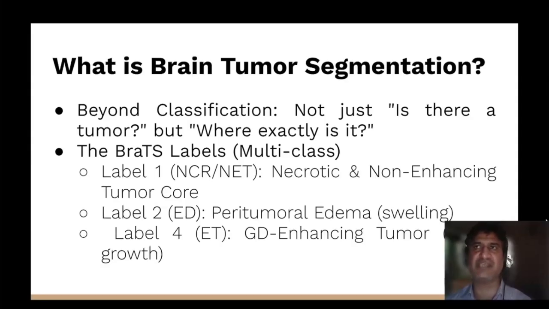In the BraTS challenge, we go even deeper by identifying 3 distinct subregions of a tumor. We look for the necrotic core and non-enhancing tumor core, the peritumoral edema, which is the swelling around the tumor, and the enhancing tumor, which is the most active part of the lesion. This level of detail is what makes our AI clinically useful.